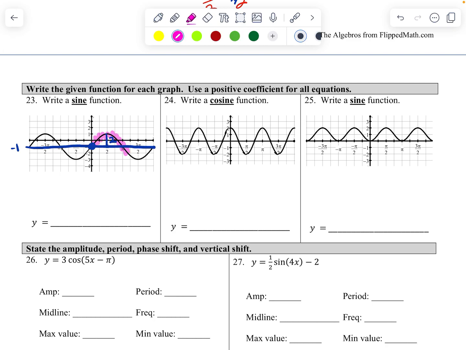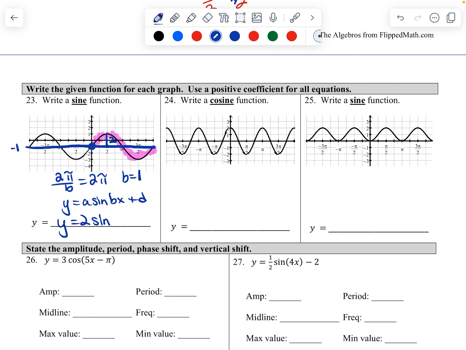So a full wavelength goes to here. So that is 2 pi. So 2 pi over b equals 2 pi. So b equals 1. So again, if there's no horizontal shift, it's just this. So y equals 2 sine of x, minus 1.